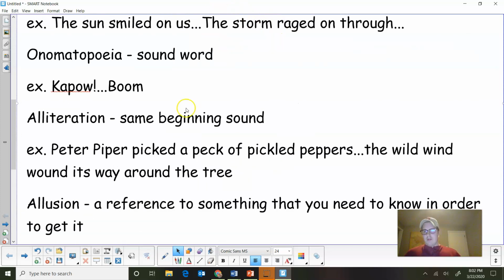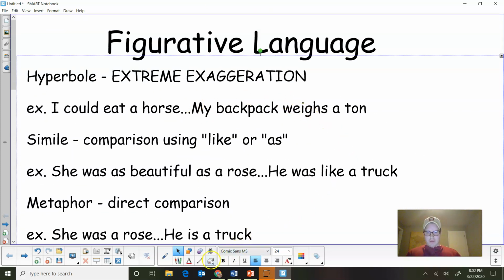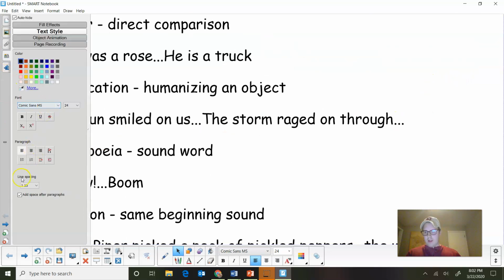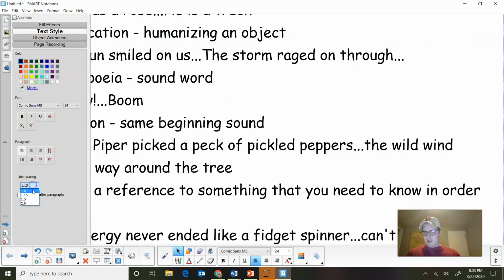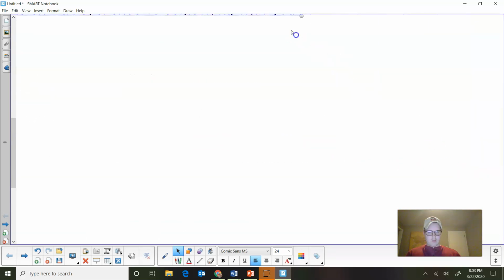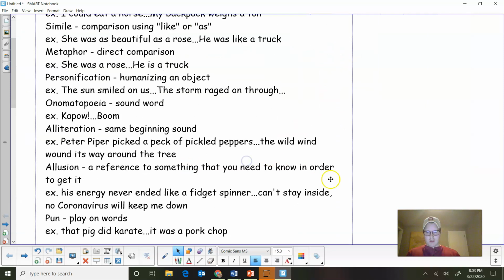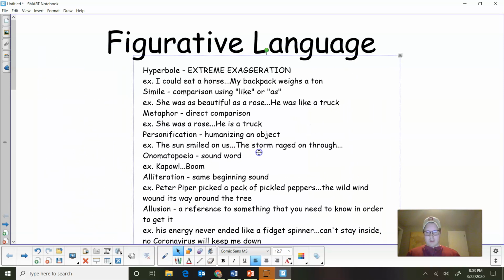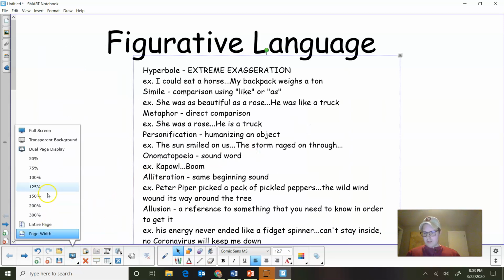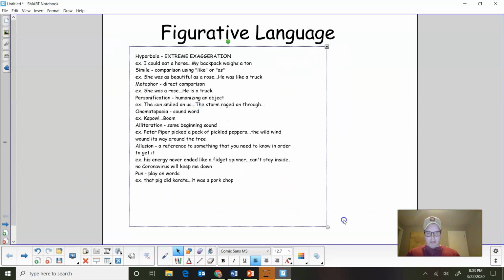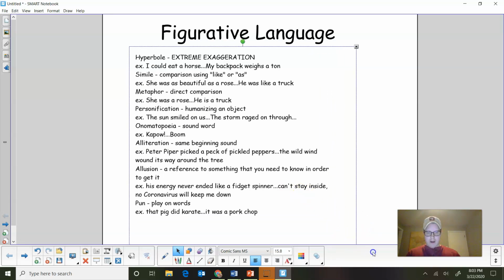Okay, so I'm scrolling all the way back up here. I've got a whole list of figurative language. I'm going to try to make my list a little bit smaller, a little bit easier to see. Let's see if I can do that here. Maybe I can make my screen a little bit smaller. That would help, Caleb. Yay, here we go. I figured it out.